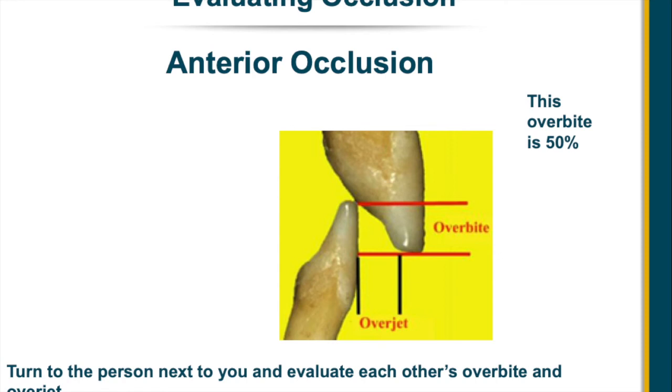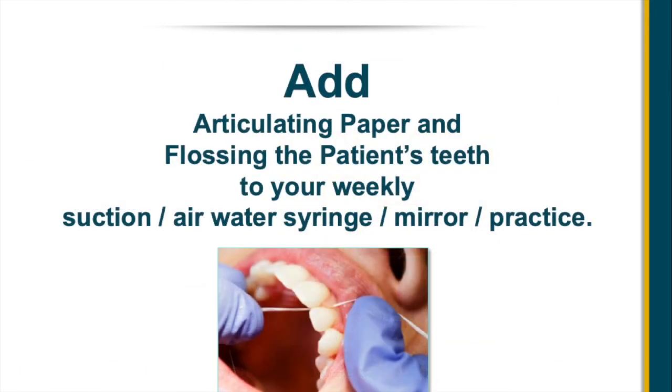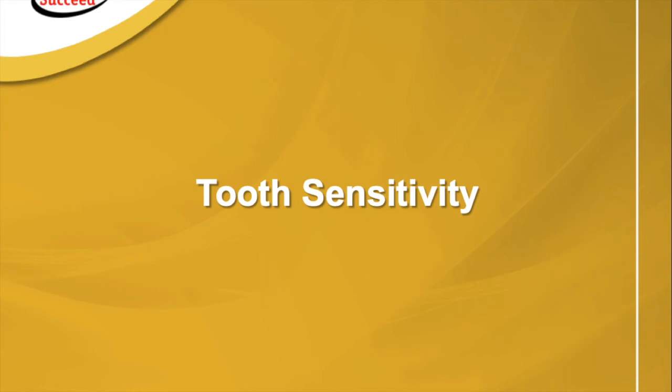So I would recommend you turn to your partner or someone around you or your family members and evaluate their overbite and their overjet. Help understand that. Again, I want you to add articulating paper and flossing to your weekly drill practice, including suctioning, air-water syringe, and mirror. Those are all things that you should be practicing now. We'll talk about occlusion more later on in the course.